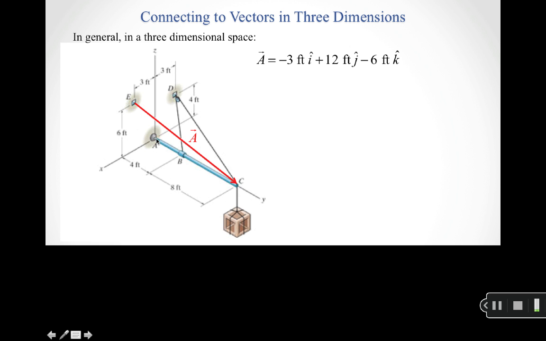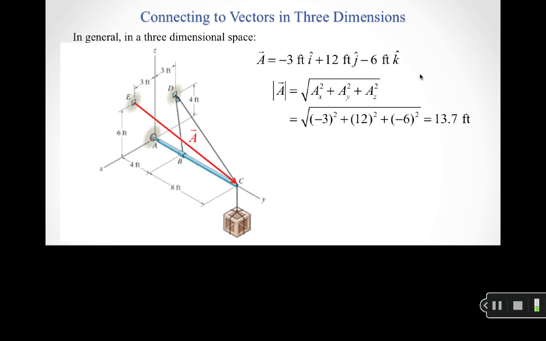That gets multiplied by i hat. In y, well, y is along the line of the beam, and so I'm coming 4 feet out and then another 8 feet out. So I'm moving 12 feet in the positive y direction. That's my y component. And then for my z component, again, I need to go down. Down is the negative z direction, and I go down a distance of 6 feet. So I can basically read off from the picture what the components are for vector A.